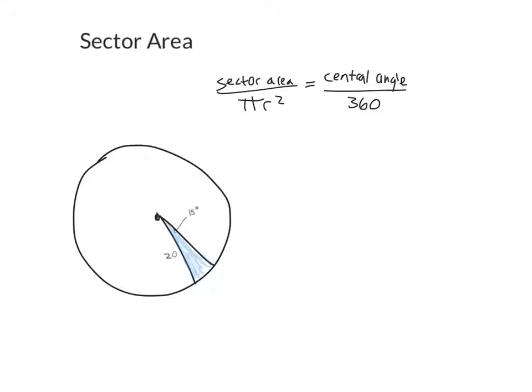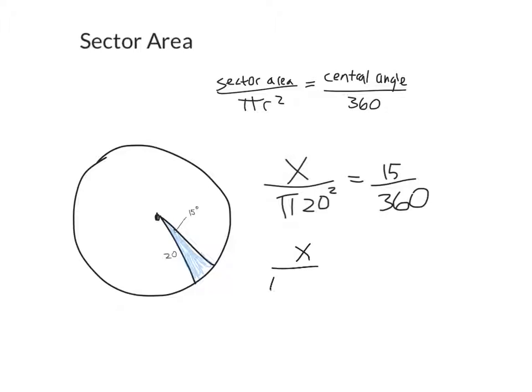All right, hopefully that worked out for you. So once again, the sector area is x, and it's going to be x over pi r squared. Now the radius is 20, so that's going to be pi times 20 squared, and that equals the central angle, which is 15 in this case, over 360. So we have 20 squared right here. Well, that is definitely 400, so we're going to rewrite that part. It's going to be x over 400 pi, and that equals 15 over 360.